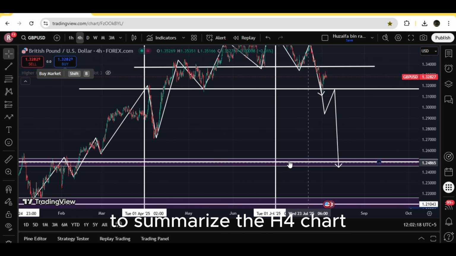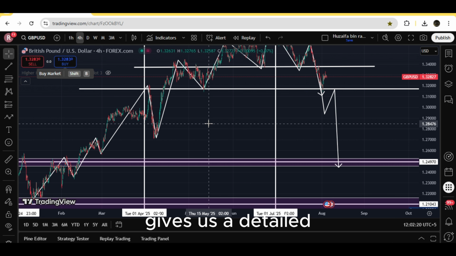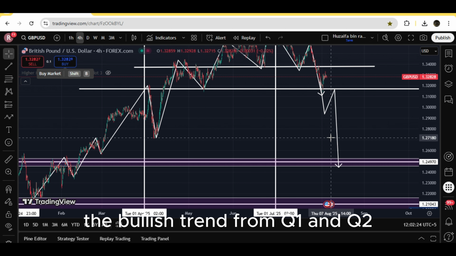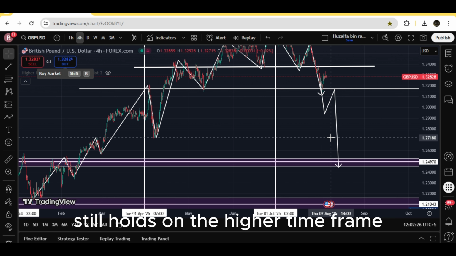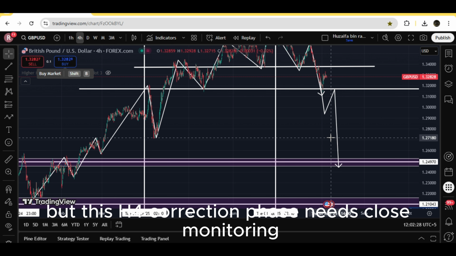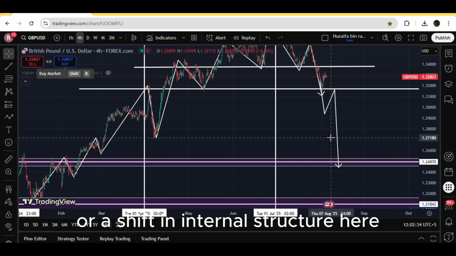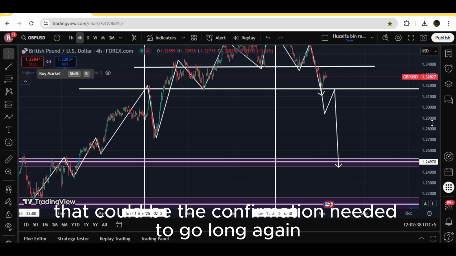To summarize, the H4 chart gives us a detailed X-ray into the health of the current retracement. The bullish trend from Q1 and Q2 still holds on the higher time frame, but this H4 correction phase needs close monitoring. If we see a strong bullish engulfing pattern or a shift in internal structure here, that could be the confirmation needed to go long again.